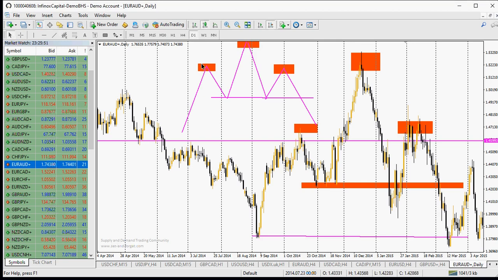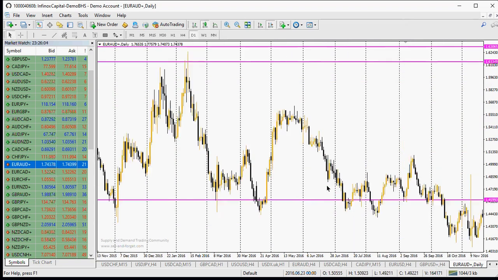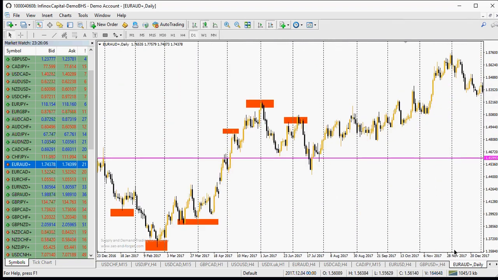Okay, beautiful. So this is head and shoulders, and then of course the opposite. If you reverse it vertically, then we have inverse head and shoulders. So that is the head and shoulders pattern. Now what's our next pattern?